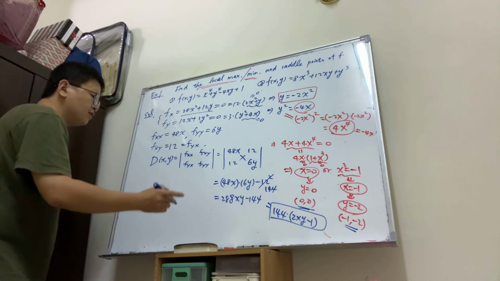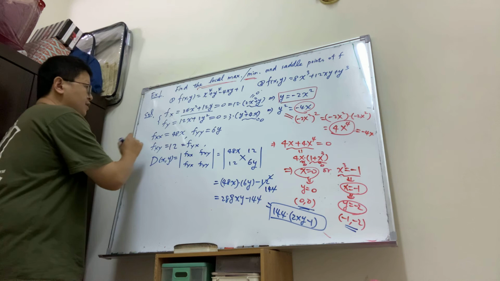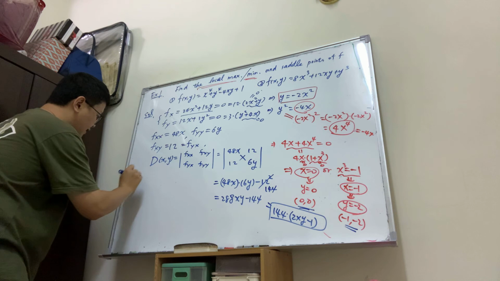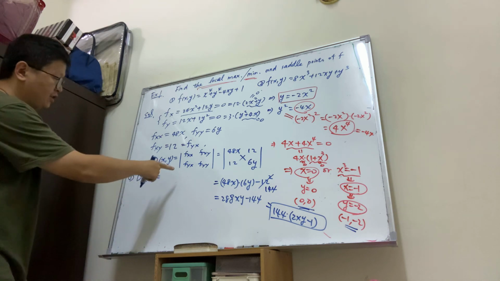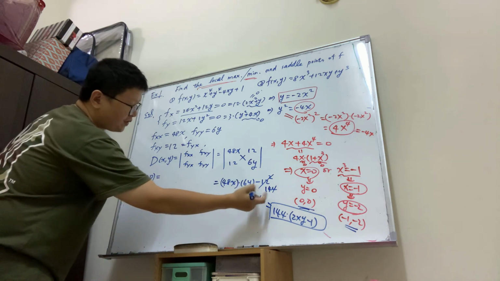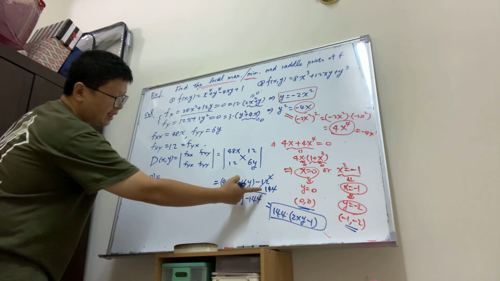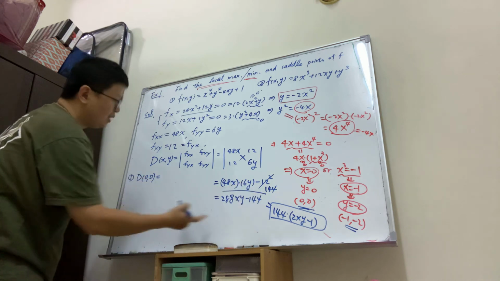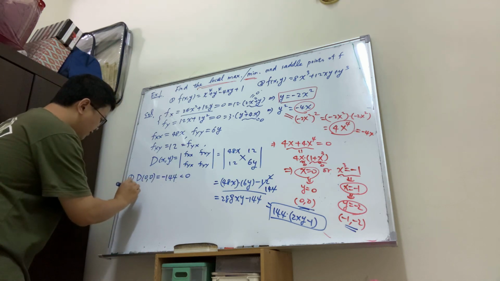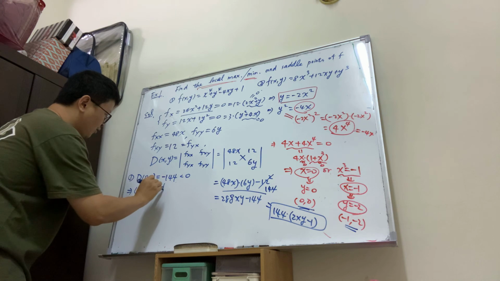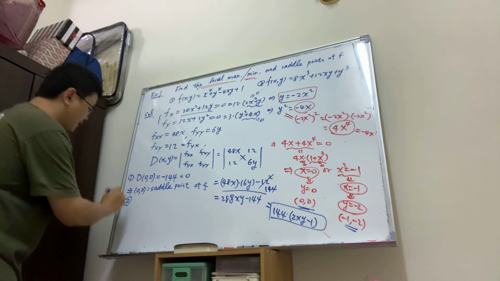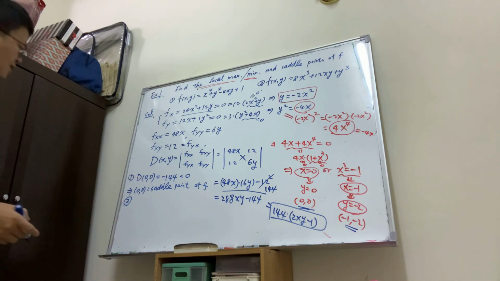Okay, so now we have 2 points to consider. The first one is D(0, 0). Once you plug in 0, 0, you could see that it's equal to negative 144. So it's negative. Once you know it's negative, it's a saddle point, right? It's a saddle point of f. So the first case is solved.